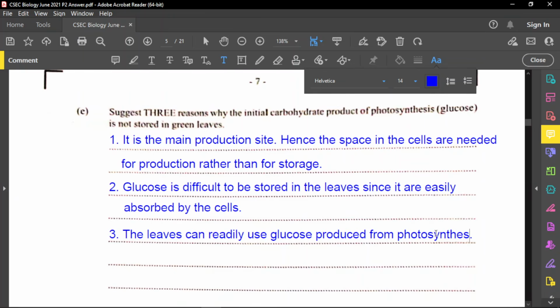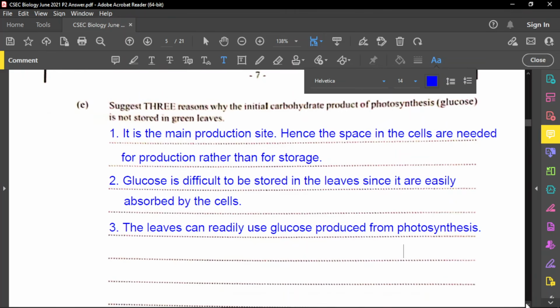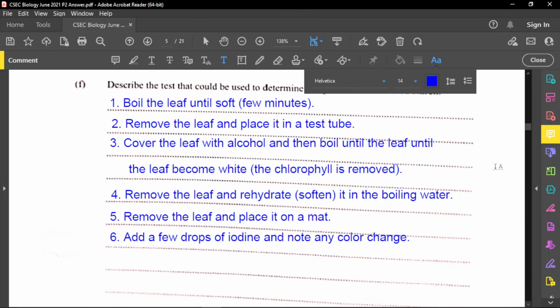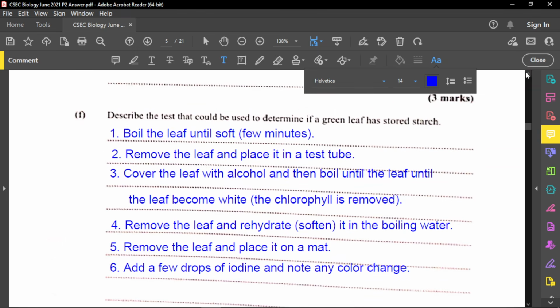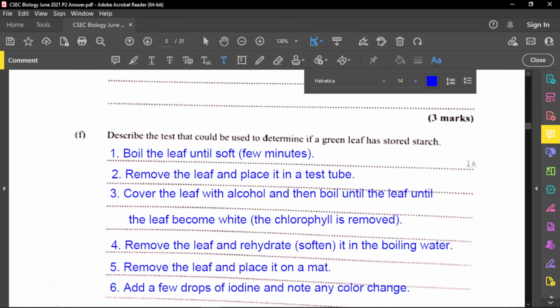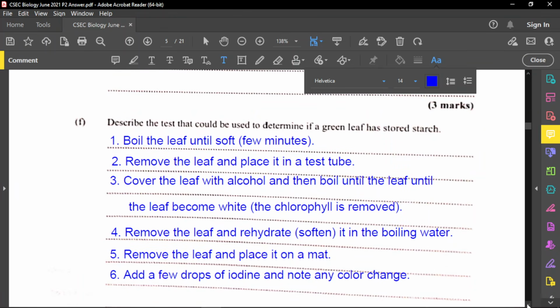All right, so let's jump to the next part of the question now. And we're on part F. For part F, it said describe the test that could be used to determine if green leaf has stored starch. And so the test if starch is present in the leaf. We have done this before in one of the past examinations, and I also have a separate lesson for testing a leaf for starch. You can check that out as well.